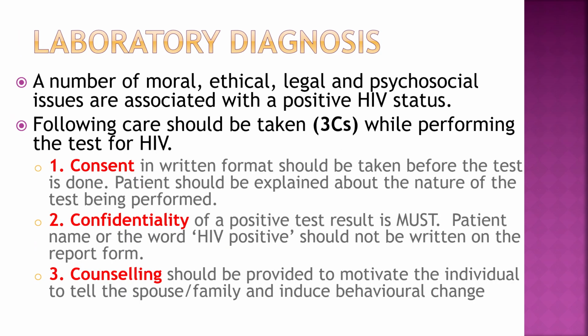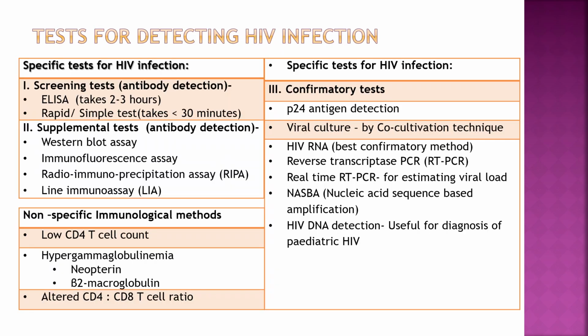Laboratory diagnosis. A number of moral, ethical, legal, and psychological issues are associated with positive HIV status. So there are three C's: consent, confidentiality, and counseling. Consent in written format should be taken before the test is done. The patient should be explained about the nature of the test being performed. Confidentiality of a positive test result must be maintained. The patient's name or the word HIV positive should not be written on the report form. Counseling should be provided to motivate the individual to tell the spouse and family and induce behavioral change.